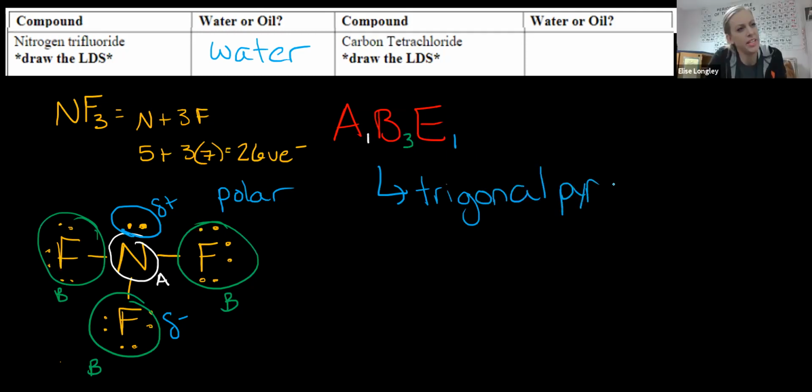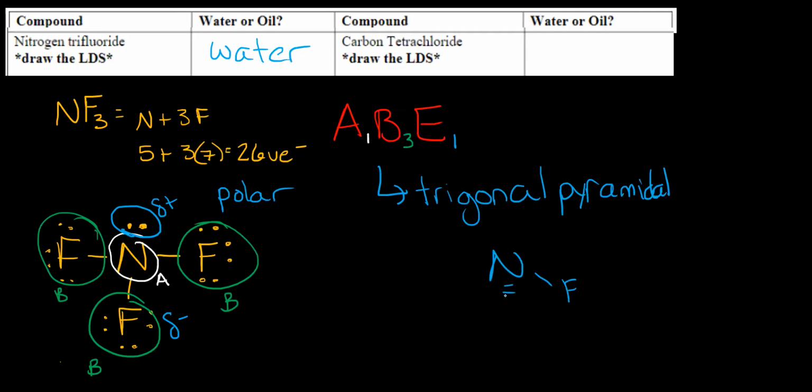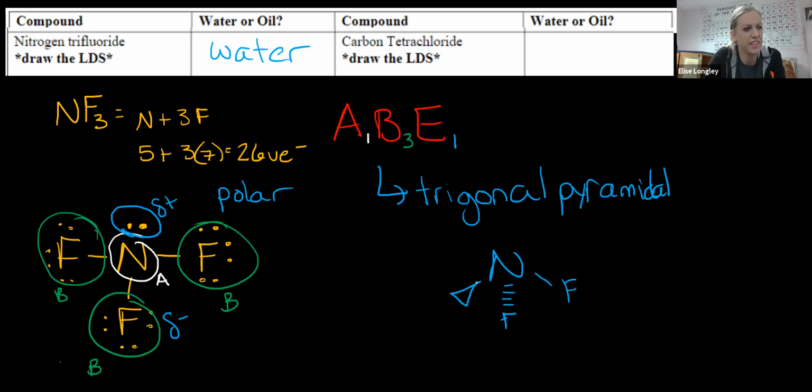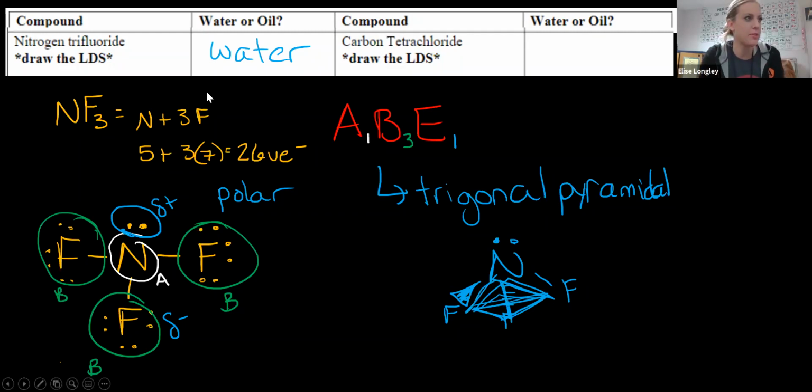So what that means is that when you draw this, it looks like N, F, F, F, right? Solid is going into the page, dots are coming out of the page, and then there's here. So this looks like a pyramid, and that's where the name comes from. Trigonal meaning the triangle base, pyramidal meaning they all come to a point at the top. Okay, just reviewing that since you gave me the opportunity.